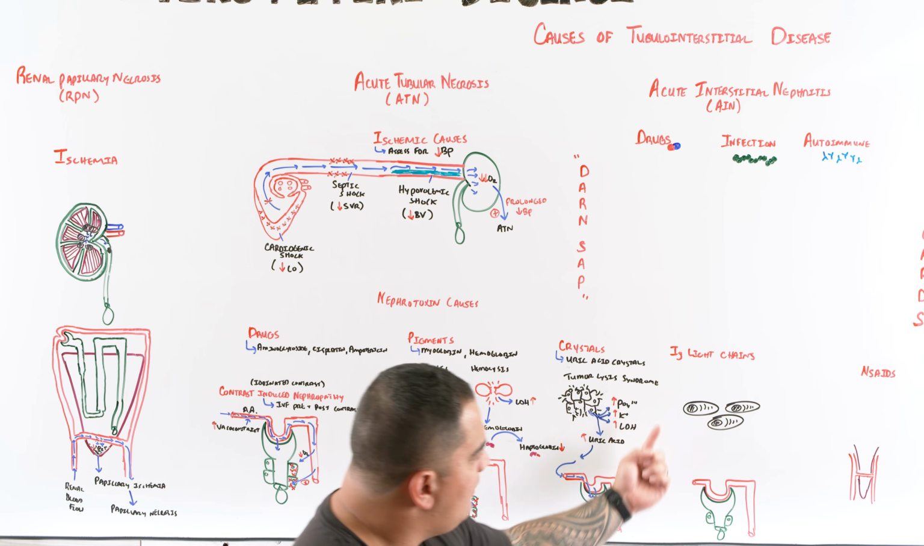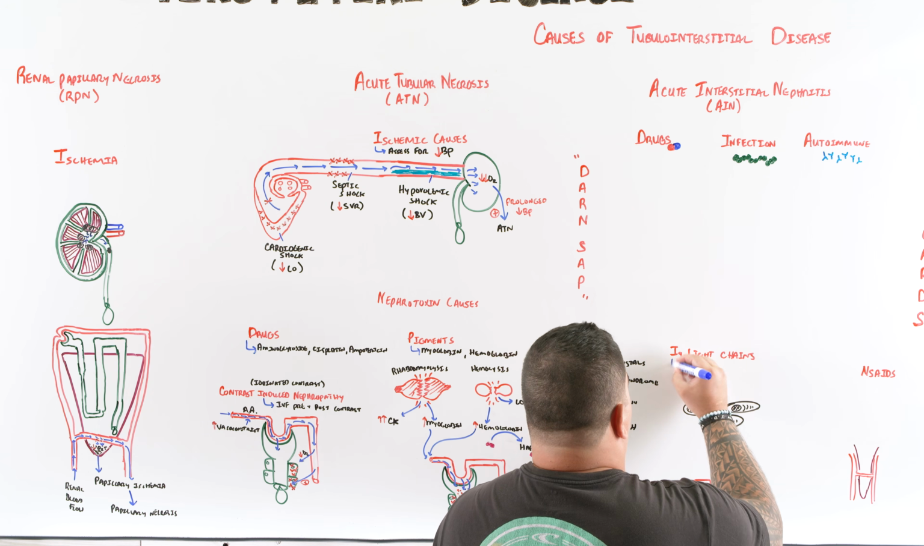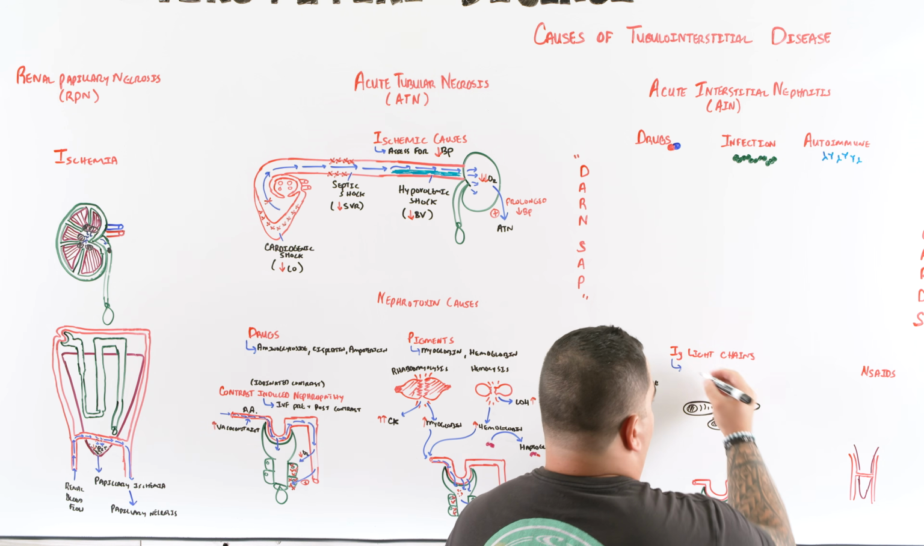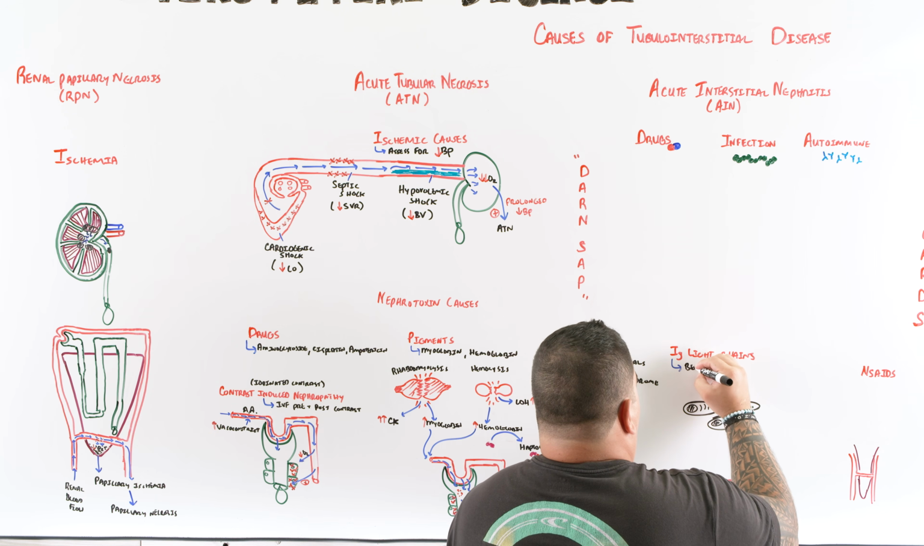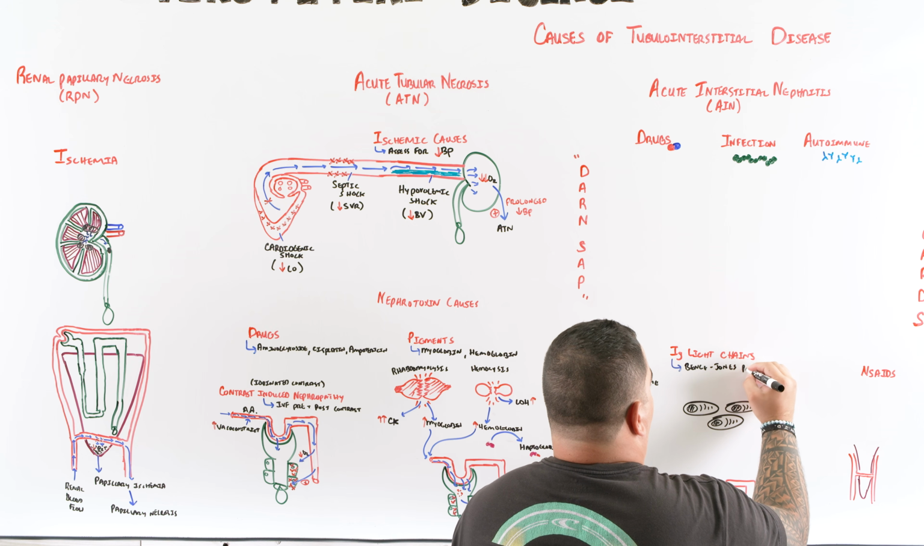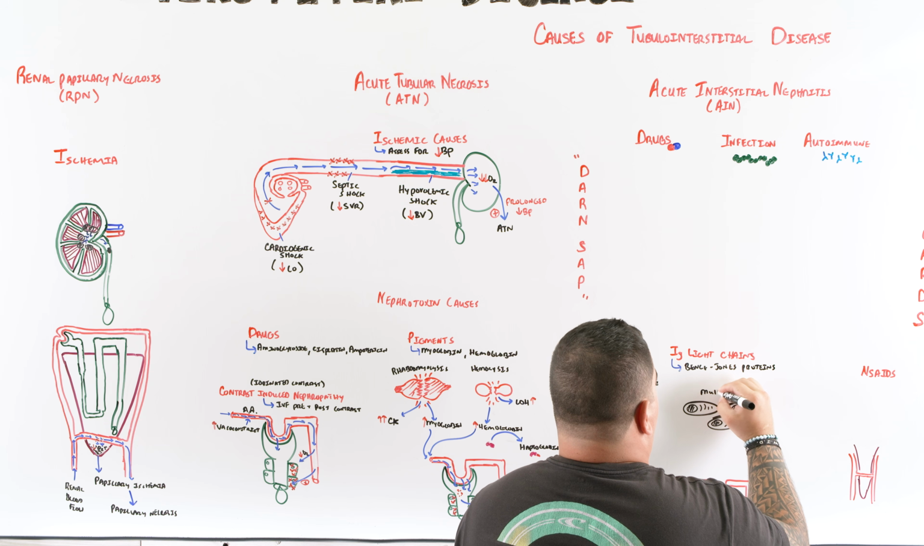All right. The last one's really tough. This one's usually due to what's called Bence-Jones proteins. So we have a lot of what's called immunoglobulin light chains. We just call these Bence-Jones proteins. We see these primarily in a disease called multiple myeloma.